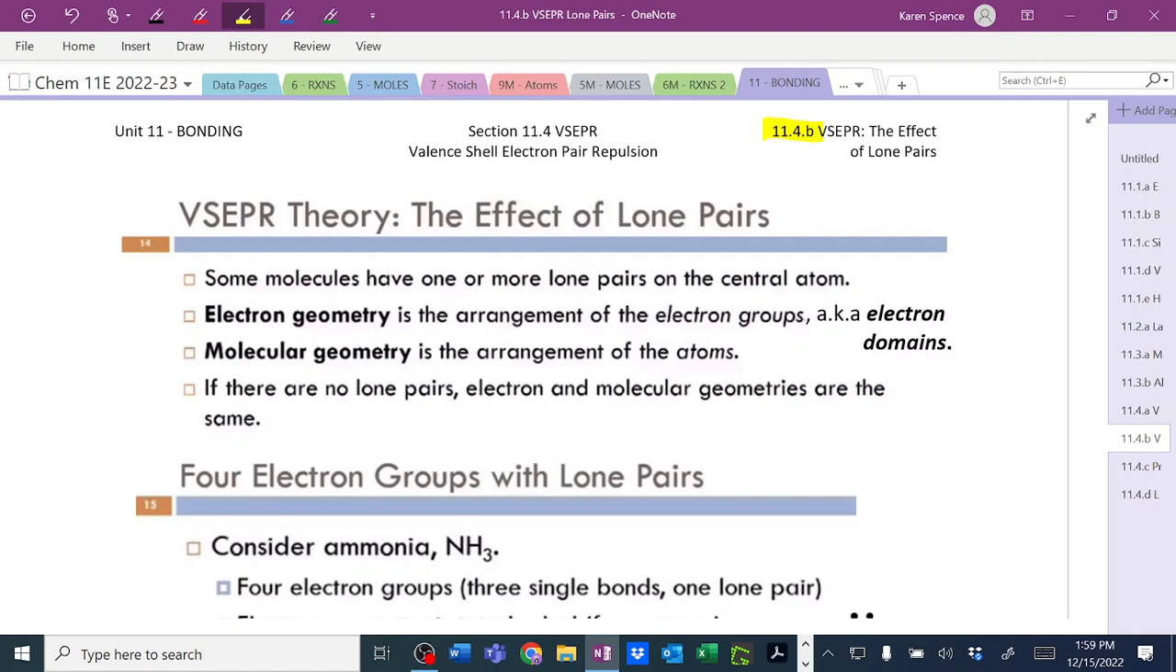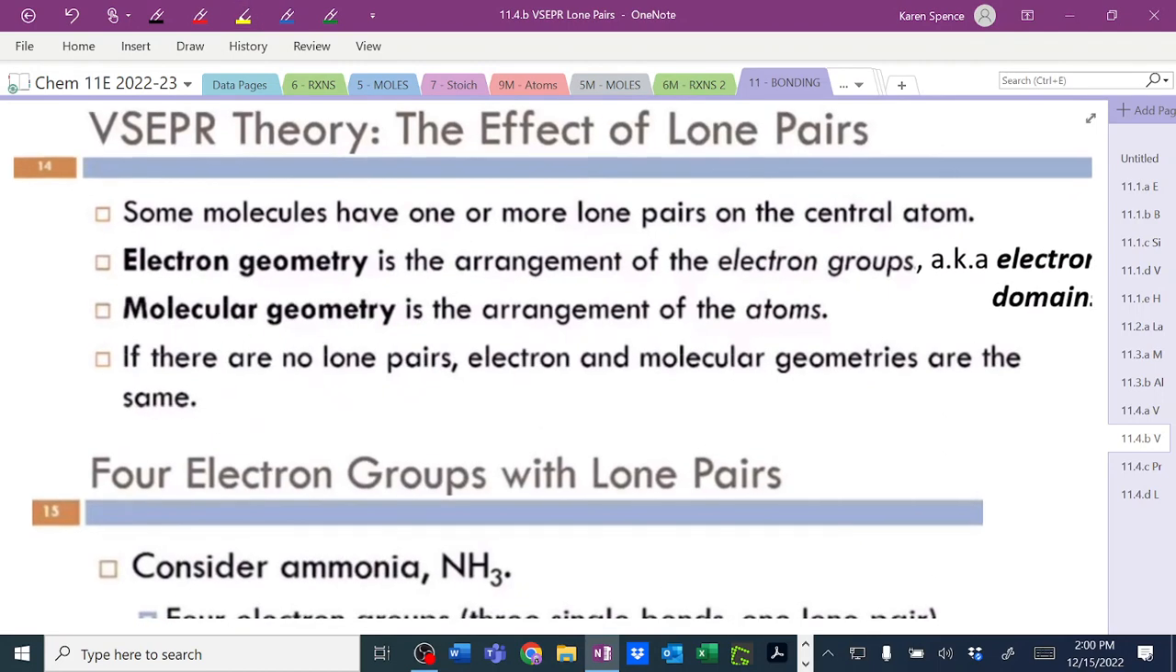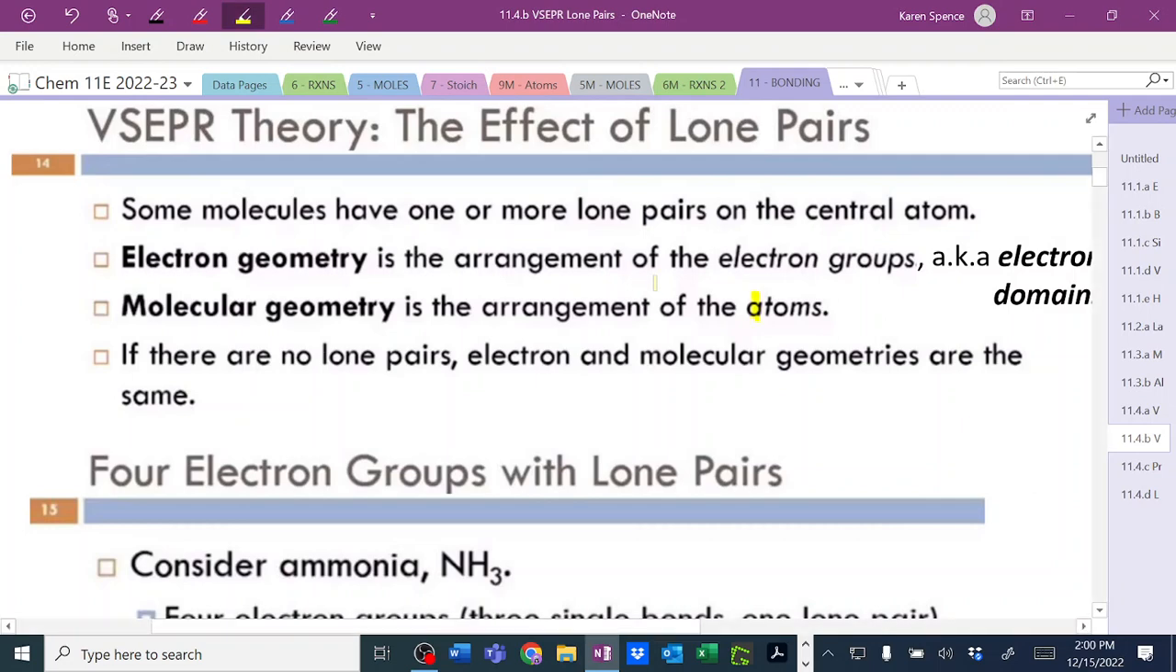Okay. The effect of lone pairs. Some molecules have one or more lone pairs around the central atom. That does not change the electron geometry. That's just part of the electron geometry. The lone pair can be one of those electron domains, right? They count towards the steric number. But the molecular geometry is specifically the arrangement of the atoms. When we are looking at the molecular geometry, we say, what does it look like if we ignore the 2 lone pairs, or the 3 lone pairs, or the 1 lone pair? Yes?